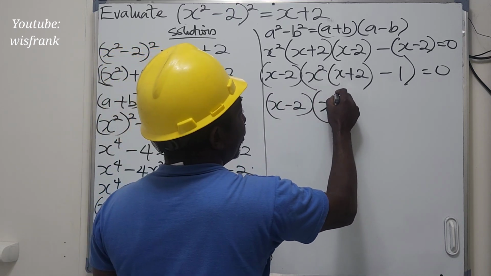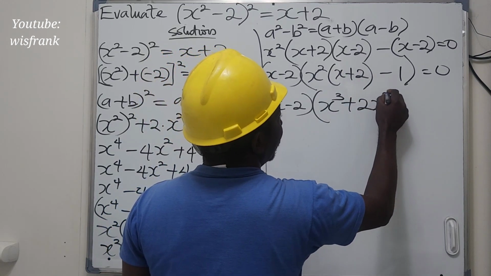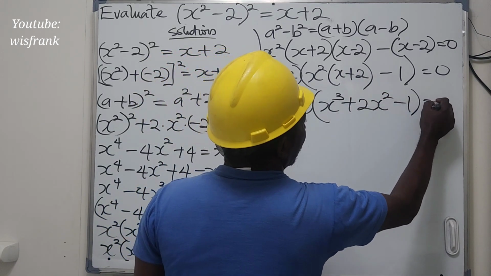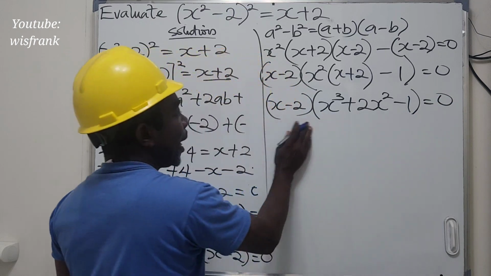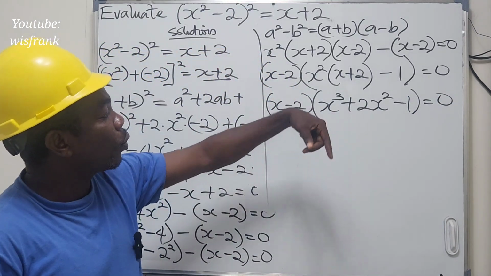We have x to the power of 3 plus 2x to the power of 2 minus 1 all equals to 0. So this has become two parentheses.